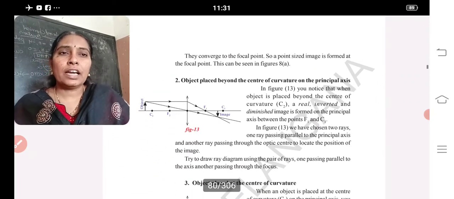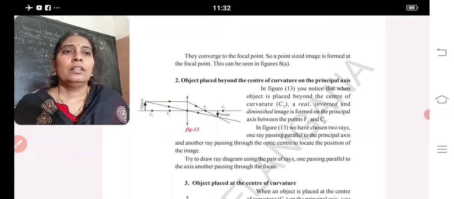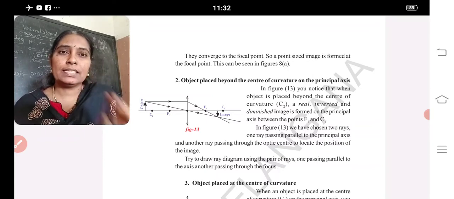Second, they converge to a focal point, so the image is formed at the focal point. A point-sized image is formed at the focal point. Point size means a small-sized image.